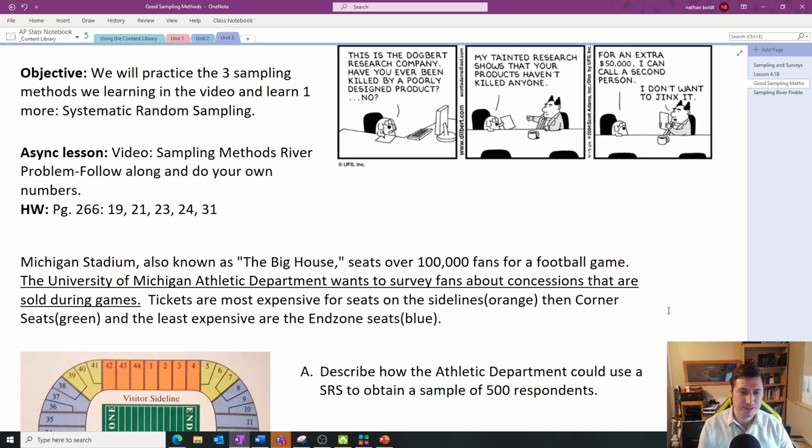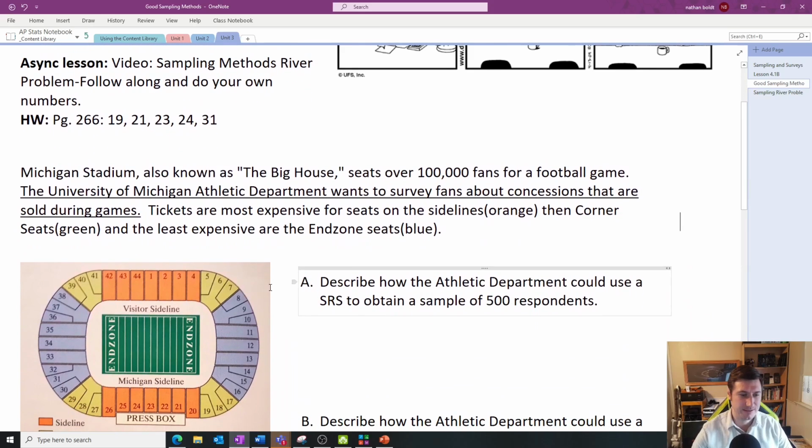Tickets are most expensive for seats on the sidelines in orange. So these ones here. Then corner seats, the green ones. I guess that's kind of green. Is that green to you? It's more of a yellowish to my eyes, but I'm kind of colorblind. And the least expensive are the blue seats on the end. All right.